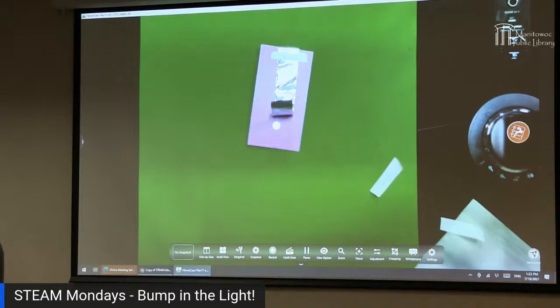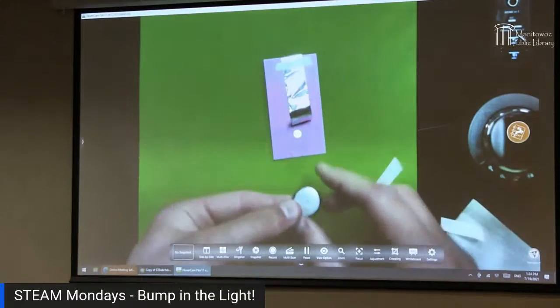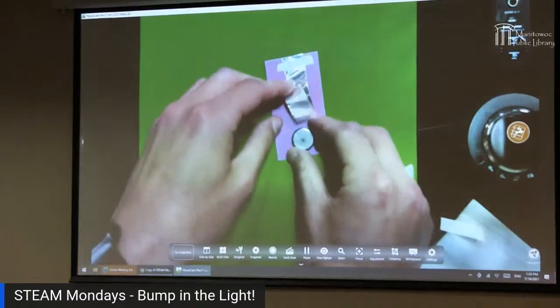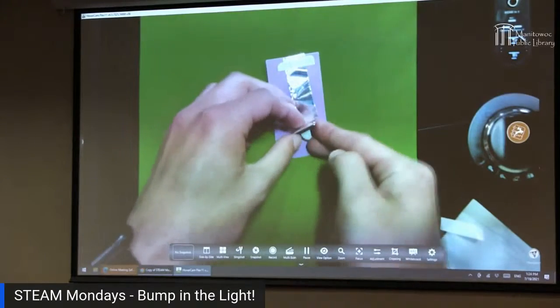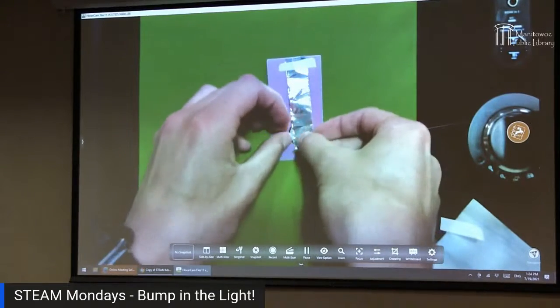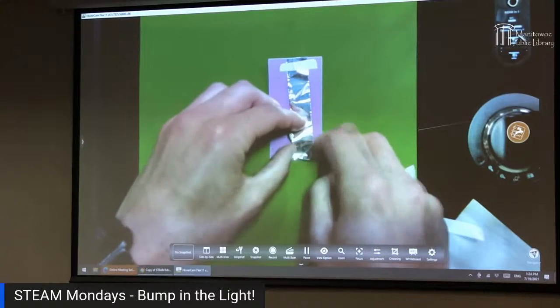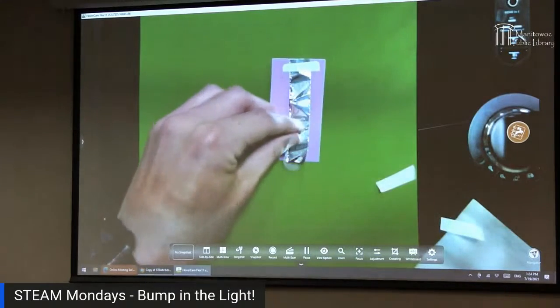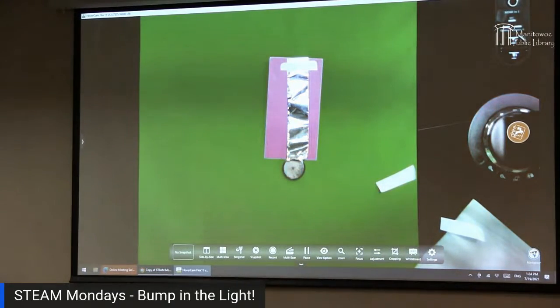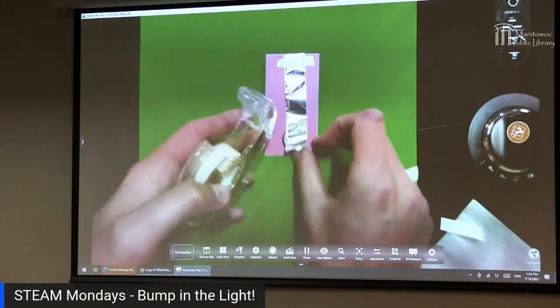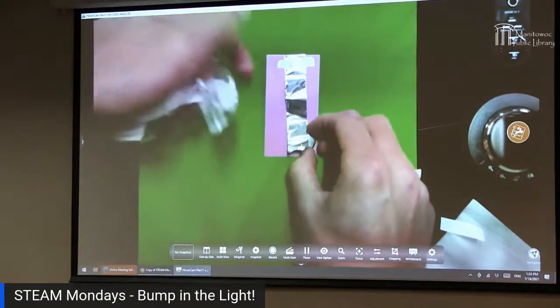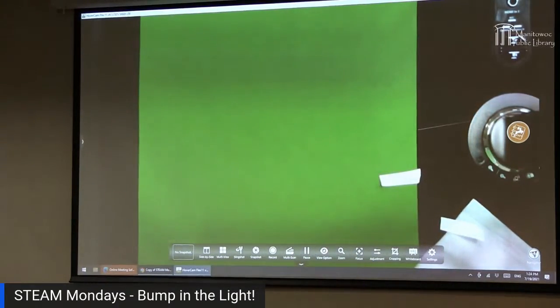Yep, that's right, Gary. You put it right on the hole. So let's put that on the hole. I'm working on an incline here, so this is kind of difficult. I'm going to go ahead and tape mine right away. You'll do that in a moment.